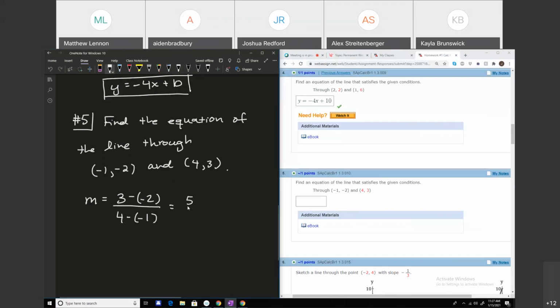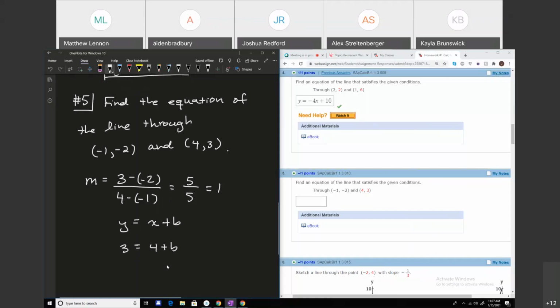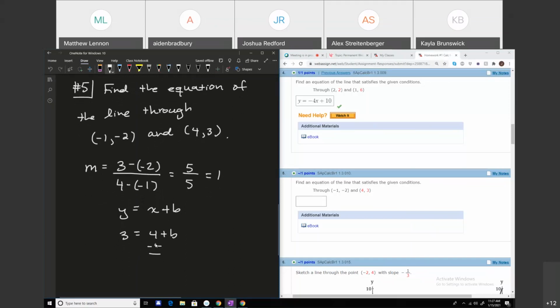So 3 plus 2 is 5, and 4 plus 1 is 5. Our slope here is just 1. So we know our equation actually looks like y equals x plus b. And again, just plug in either point. I'll use (4, 3) so we don't have to mess around with negatives. So 3 for y, 4 for x. We are just subtracting 4, and with my numbers, we have negative 1 is the value of b. So here we have y equals x minus 1.